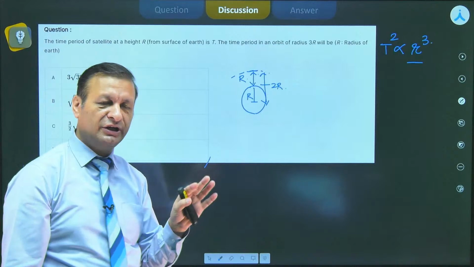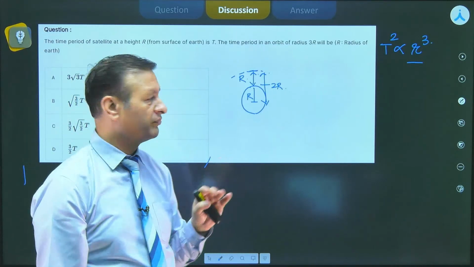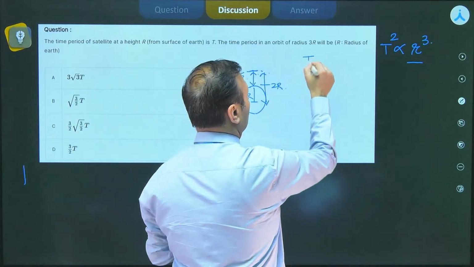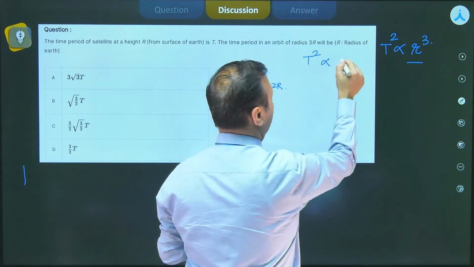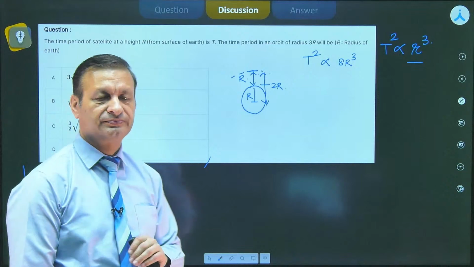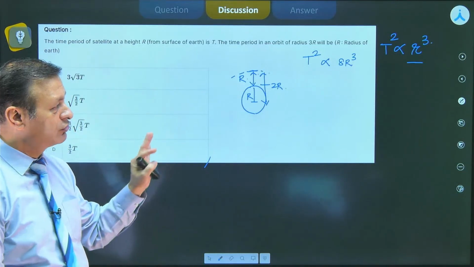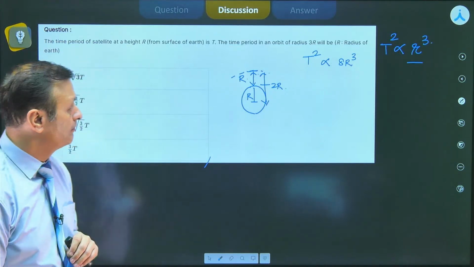I think this point is clear to everyone. Any doubt from this part? So what is the cube of this? That would be 8r cube. Got it? So we have understood the meaning of small r, that is the radius of the orbit.